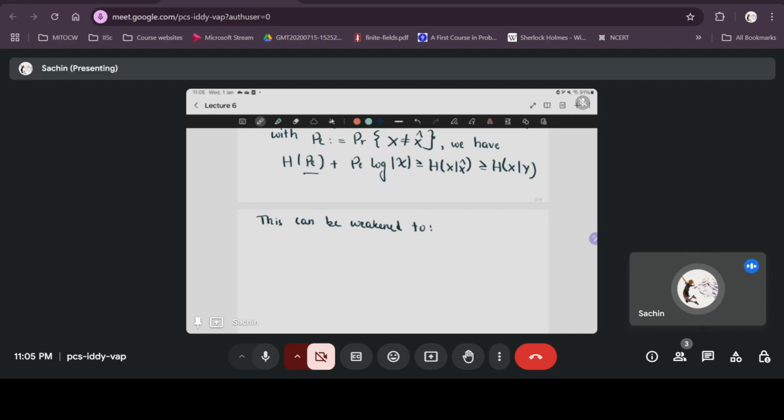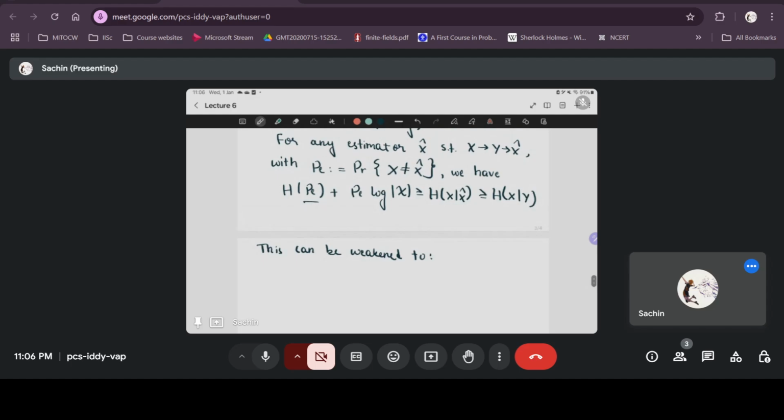So h of P is, see, this is a binary event. Either x is equal to x hat or x is not equal to x hat. What I mean by x is equal to x hat is that for every value in script x that x takes, x hat will also take the same value. Only then will the two random variables be equal. Whenever the random variable x is equal to a particular value, x hat will also take the same value. Only then do we say x is equal to x hat.